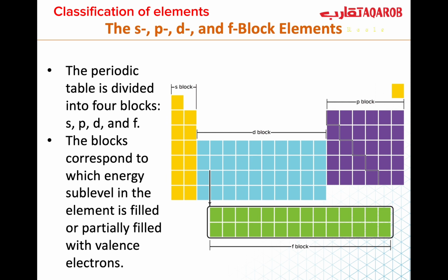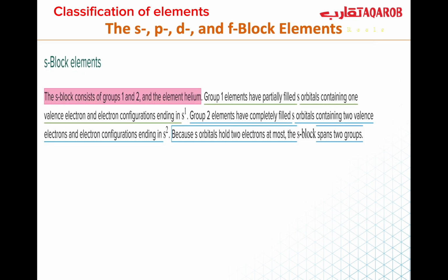As we know, we have 4 sublevels, which are S, P, D, and F. The periodic table is divided into these sublevels, as you see in this periodic table. The yellow for group 1, 2 is S block, this is P block, D block, and F block. Now let's start with S block elements.